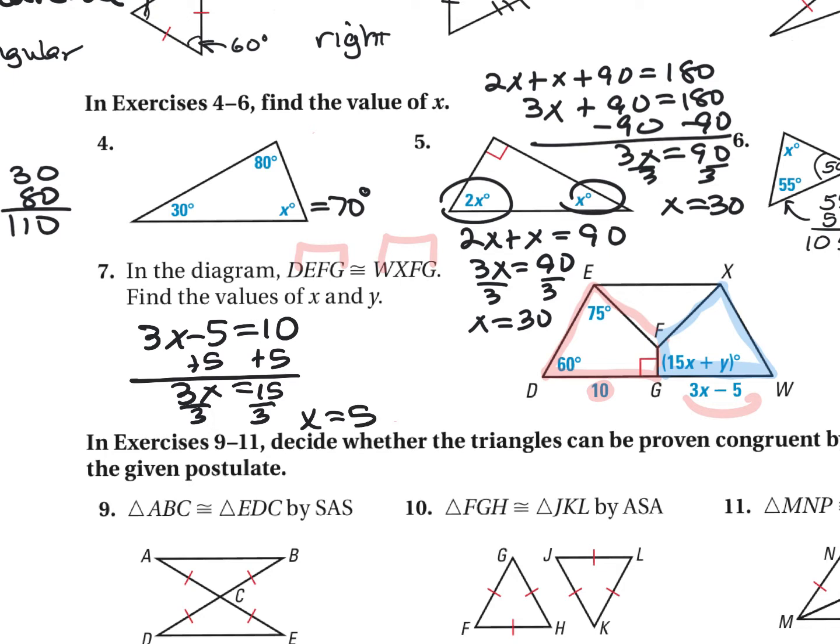Now for the y, again, I could match these angles here. So notice the two angle G's are going to match, which is this one right here and this one right here. So I'm going to set 15x plus y equal to 90. And then I can't solve it with two variables, but just like on the last test, they told me that x equals 5. So I'm going to go ahead and plug in 15 times 5 plus y equals 90.